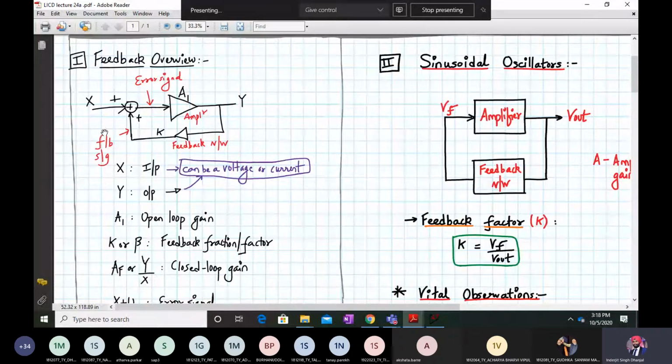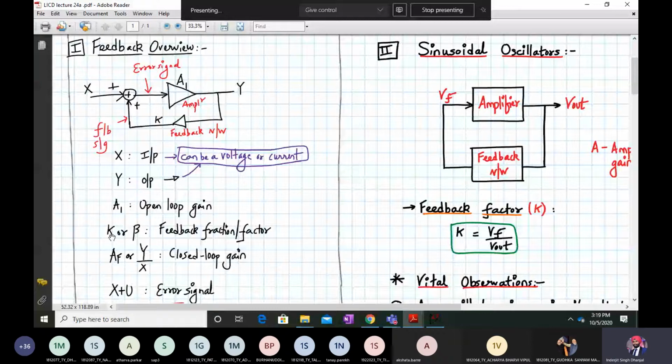Okay, so in this block diagram I have a summer which will add my feedback signal. My feedback signal is capital U over here. My X is my input and my Y is my output. So my amplifier is of gain A1, and this is my error signal basically. Here X and Y, which are inputs and output, can be a voltage or a current. A1 is the open loop gain of the amplifier, and K or beta. Now remember, most of the textbooks use beta, but I have used K over here. It is called the feedback fraction or the feedback factor.